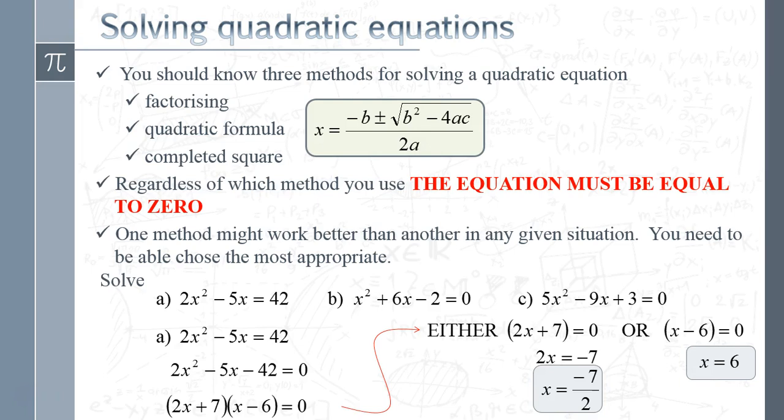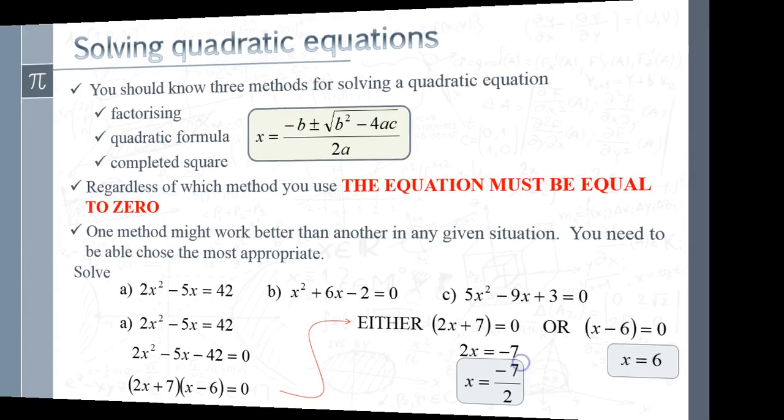So that one worked nicely by factorising because it was simple to factorise. So that's why I chose that method. And I would always consider factorising as my first option, and if that doesn't work, then look at doing one of the other two.